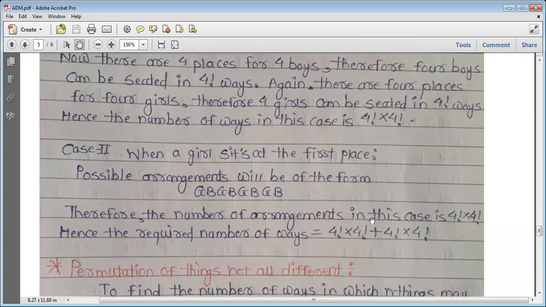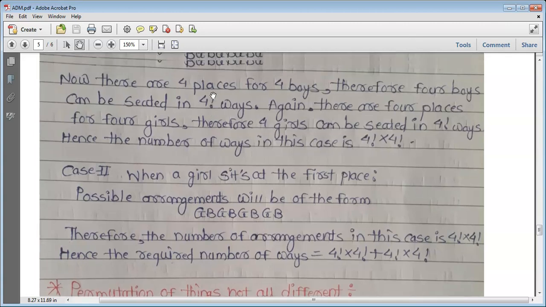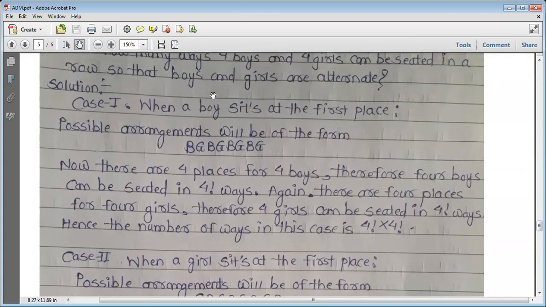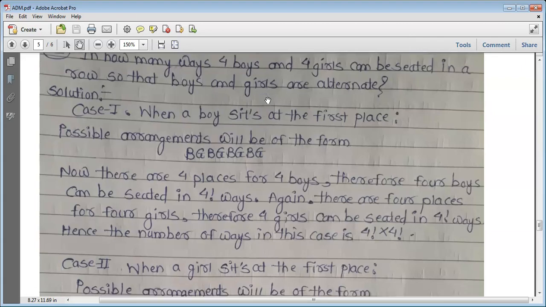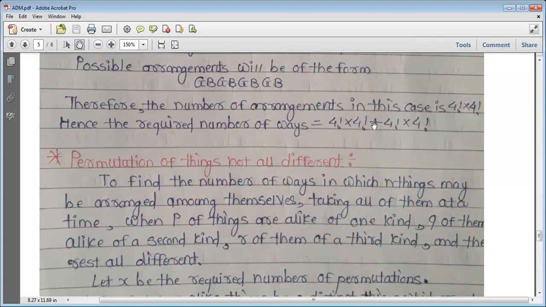Now, in the second condition, the girls sit at the first place. Then the possible arrangement will be of the form girl, boy, and so on. According to case one, the number of arrangements is again 4 factorial into 4 factorial. Then the total number of ways of seating the 4 boys and 4 girls alternately is 4 factorial into 4 factorial plus 4 factorial into 4 factorial, which follows from the sum rule of combinatorics.